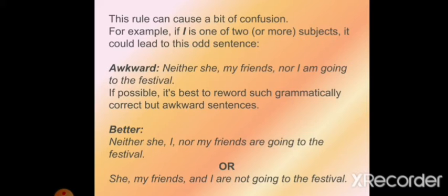Usually, grammatically, I should be at the end when there are two or more subjects. You can say, my brother, my sister, my mother, and I are going to see the movie. So I should be at the end, and you can use the plural form of the verb, helping verb are, because there are many subjects. Have you paid attention now, children?